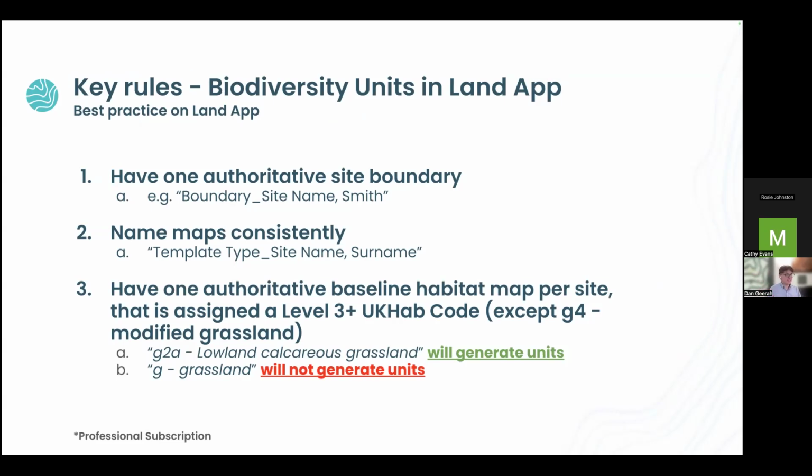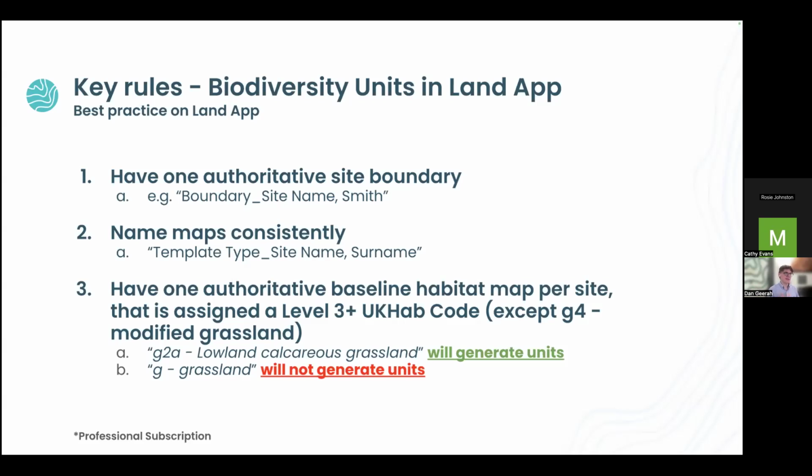Really focus on that naming convention. So particularly as you start to scale using Land App more and more, the more you can consistently name things, the better. So using, for example, the template type and then a site name and a surname is quite a good way. So BHA underscore Manor Farm underscore Geerah could be a way of us naming those maps eventually.